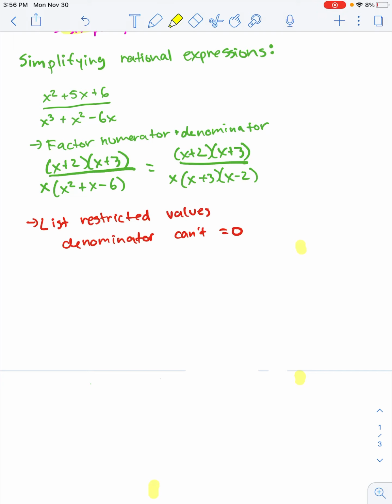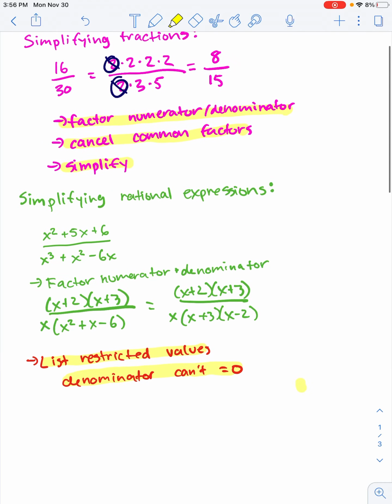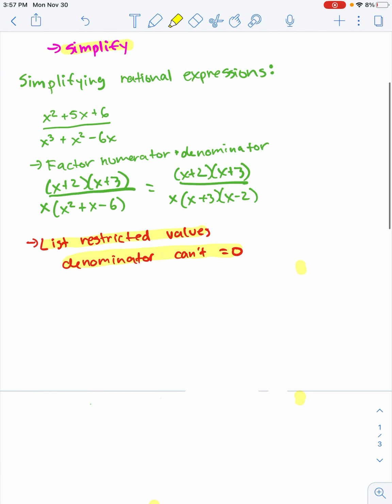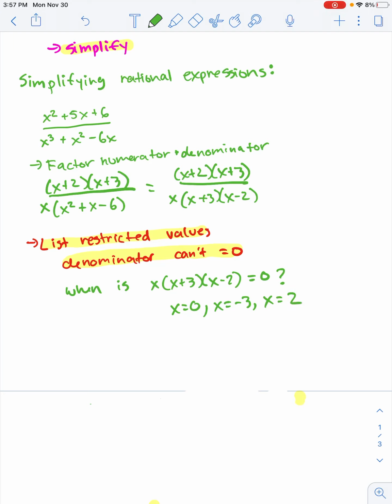And this is a new step that we have to do when we're taking into account rational expressions. At this point we have to list the restricted values. So we have to remind ourselves that the denominator cannot be equal to 0. When we're just dealing with regular fractions, that's never going to be the case. We don't really have to worry about whether the denominator is 0 or not, because we're just not going to have one with denominator 0. But when we have rational expressions and x's, we have to think, when is the denominator equal to 0? So in our case, the denominator is equal to 0 at x equals 0, x equals negative 3, and x equals 2. So these are our restricted values.